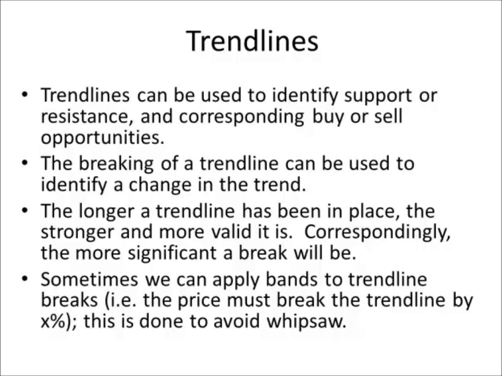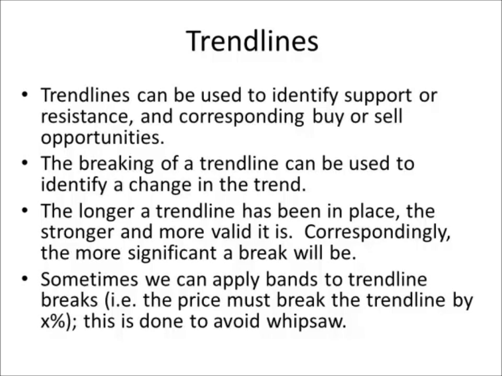A trend line can be used to identify support or resistance and corresponding buy or sell opportunities. So when a price bounces off a trend line, let's say we have an uptrend line, so the trend line is below the prices, and prices are hitting it and bouncing off of it. Well, that's for example a support, because prices are bouncing off of it, there's buying pressure, they're going back up. Then we can use that to create a trading opportunity. That can be a buy signal. So we can use trend lines to find buy and sell signals by identifying support and resistance.